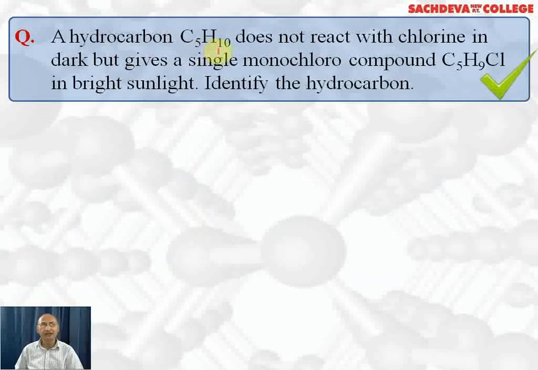A hydrocarbon C5H10 does not react with chlorine in the dark but gives a single monochloro compound C5H9Cl in bright sunlight. Identify the hydrocarbon. Now remember, first of all, it is reacting with chlorine in bright sunlight. It means it should be a saturated hydrocarbon. But its formula corresponds to an alkene or cycloalkane. C5H10 also represents a cycloalkane. Alkene is not possible, so it should be a cycloalkane.